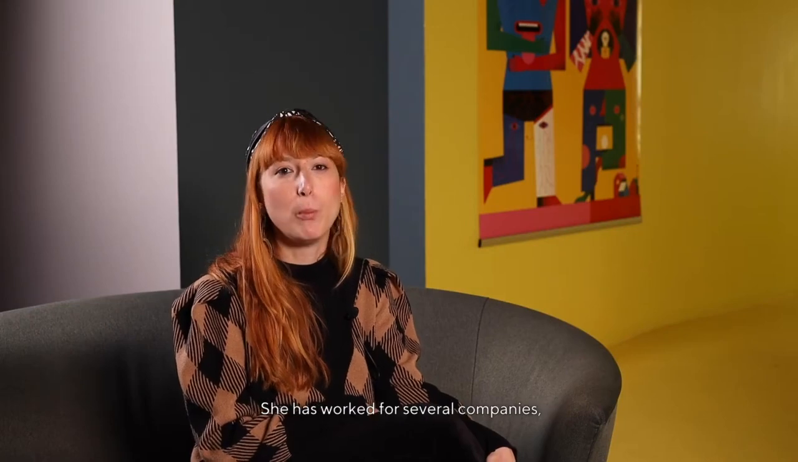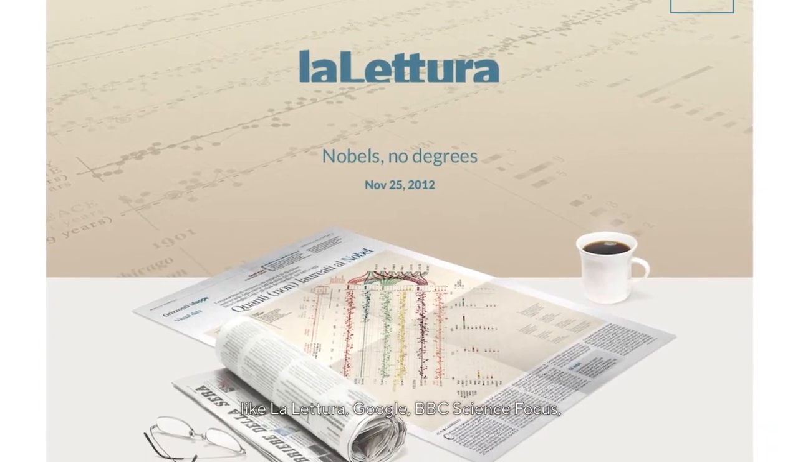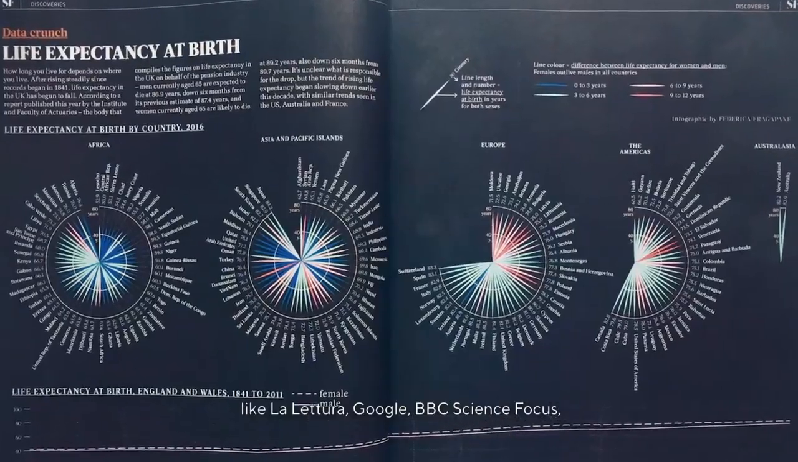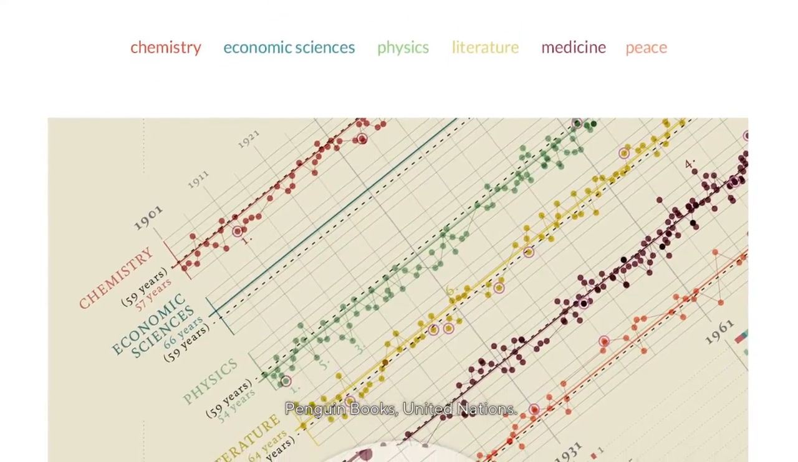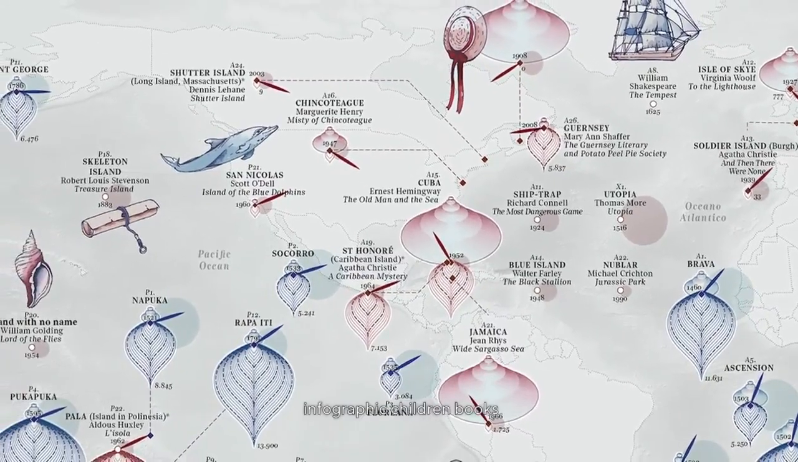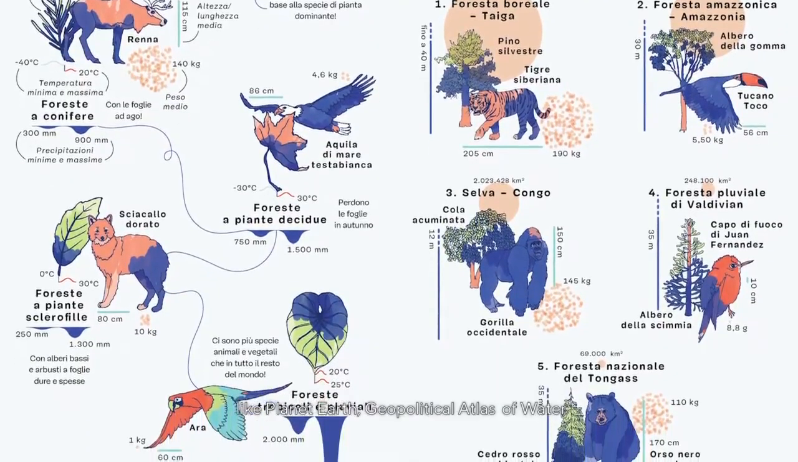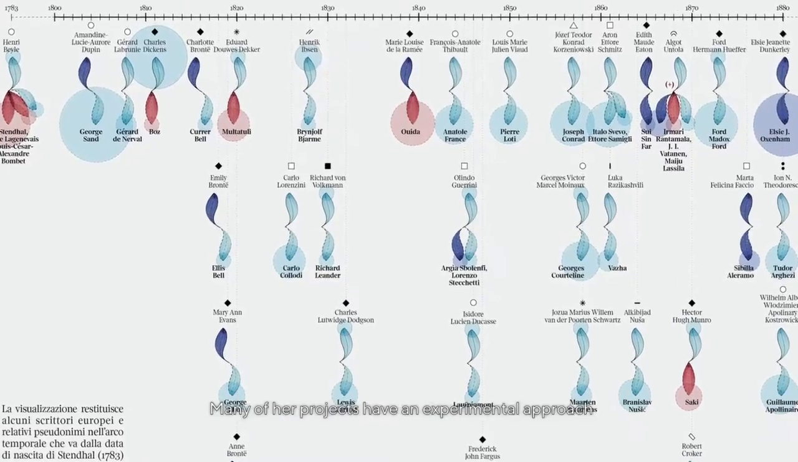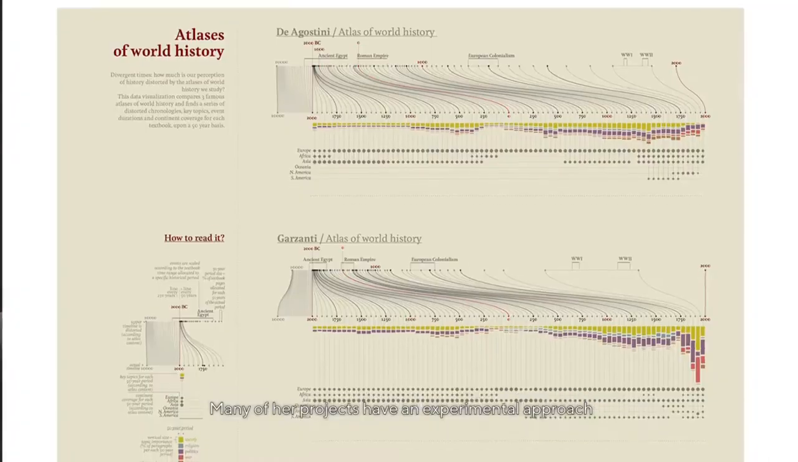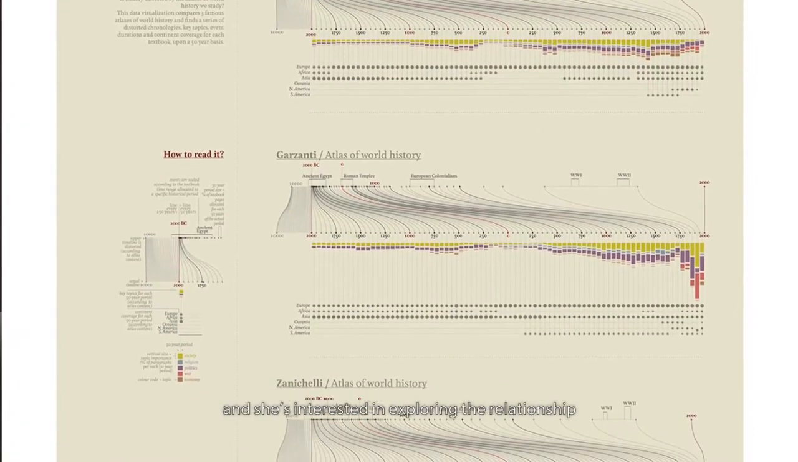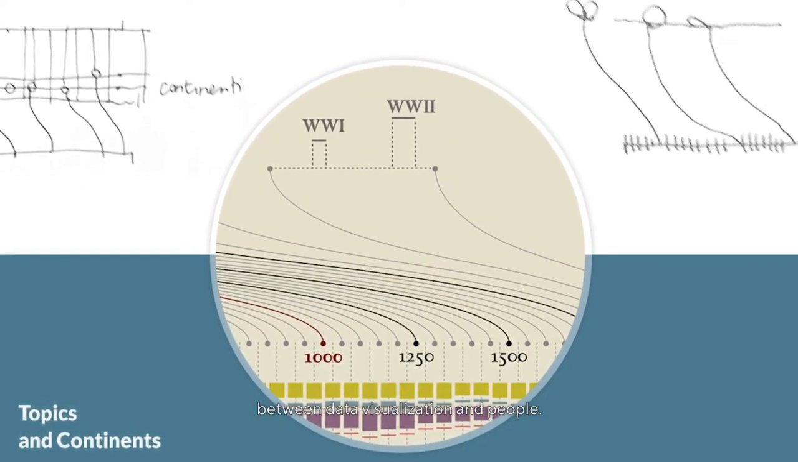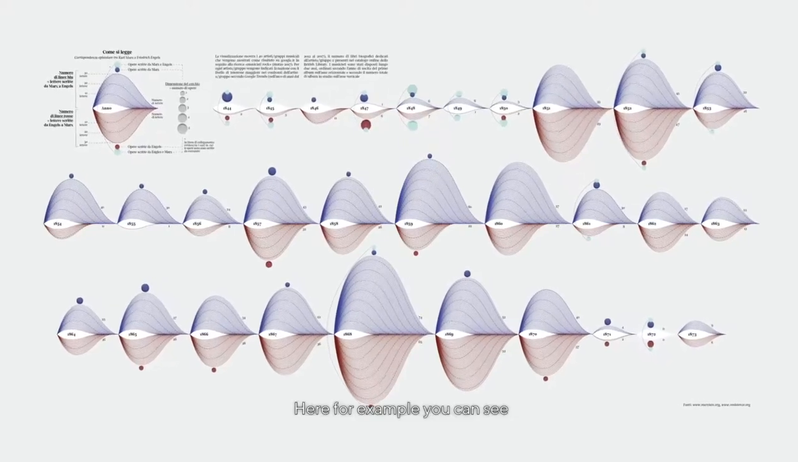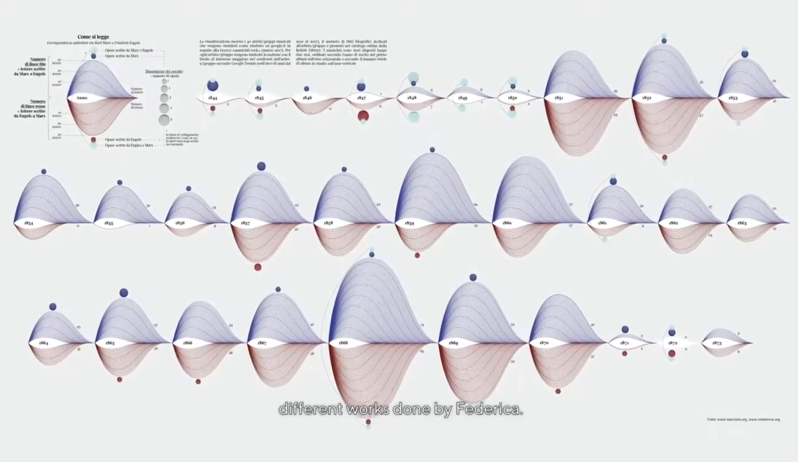One of our teachers is Federica Fragapane. She's an independent information designer. She has worked for several companies like La Lettura, Google, BBC Science Focus, Penguin Books, United Nations. She's co-author of different infographic children's books like Planet Earth, Geopolitical Atlas of Water, and author of Stories Behind the Line. Many of her projects have an experimental approach, and she's interested in exploring the relationship between data visualization and people. Here, for example, you can see different works done by Federica.